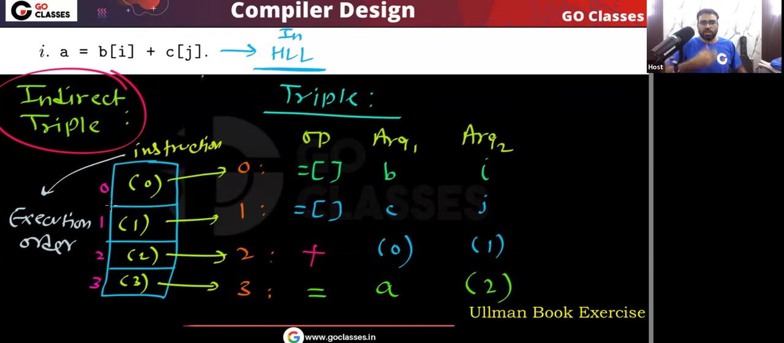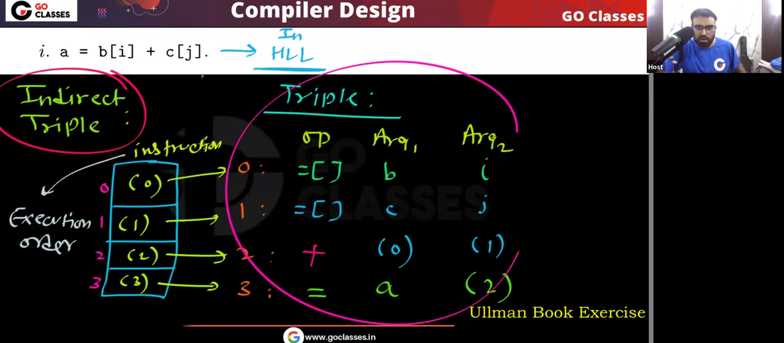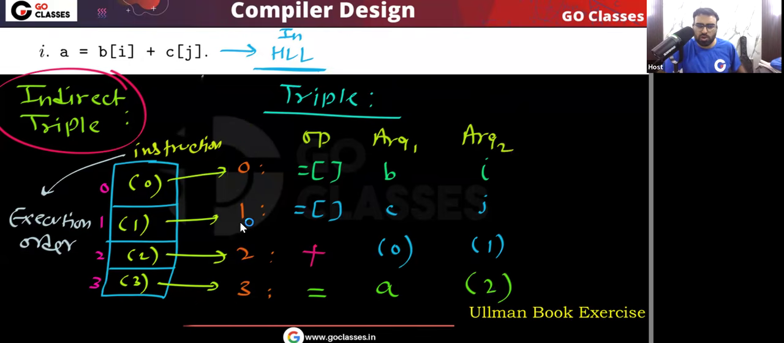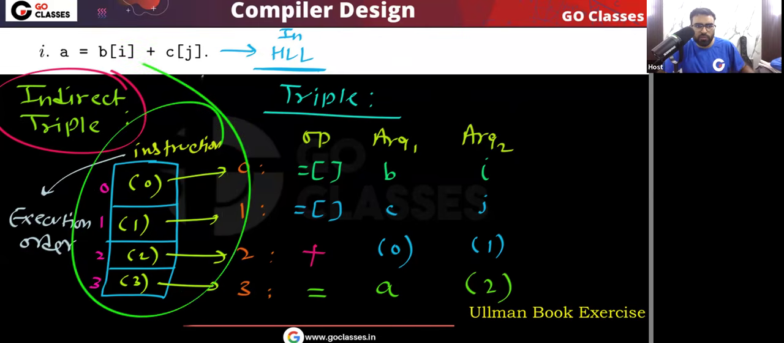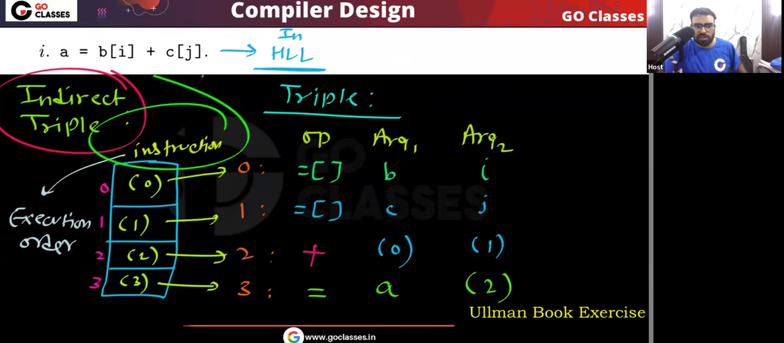Very simple, that's it. So remember, whenever you need to find the indirect triple, in the indirect triple we separate the triples from the execution order. Triples are separate, execution order is separate, and to store this execution order, we use an array of pointers. They will point to the triples. This is the array of pointers, and we call it the instruction array. So that's it. I hope you understood.